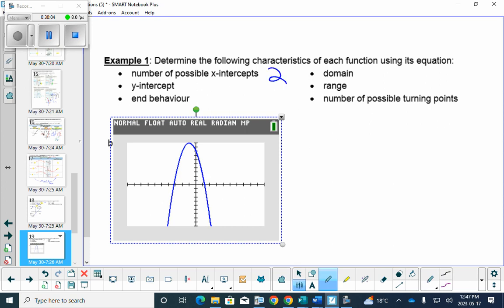Now let's just review here. Do you remember how to find them? We talked about this yesterday. If you were actually asked to find the x-intercepts, do you remember how you would do that? You go second trace, you pick number 2. Okay, let's go through and do it actually. Let's just pause here.